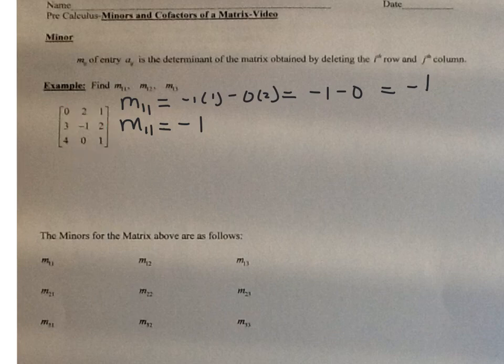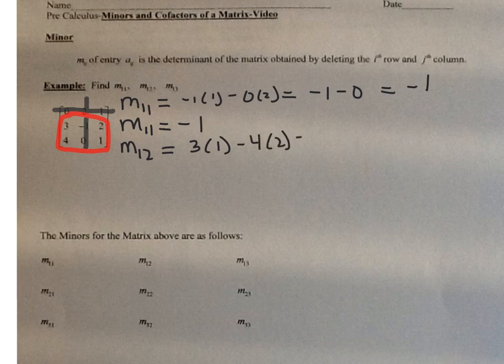Okay, so now we're going to do minor 1, 2. Okay, so we're going to go to row 1, column 2. So row 1, cross that off, and column 2, cross that off. All right, so I'm looking at this matrix right in here. Okay, so minor 1, 2 is going to be 3 times 1 minus 4 times 2. So that's 3 minus 8, which is equal to negative 5. So minor 1, 2 is negative 5.